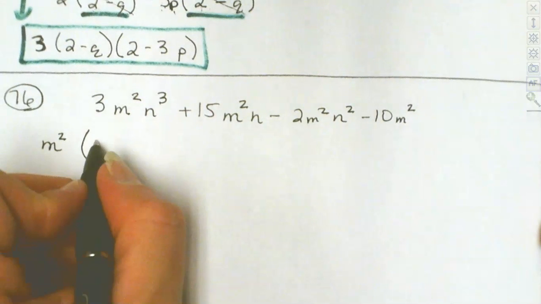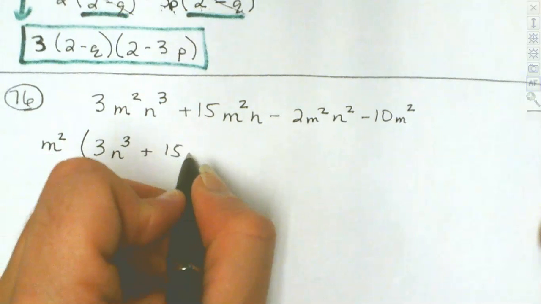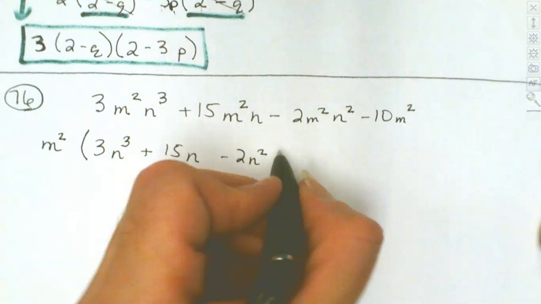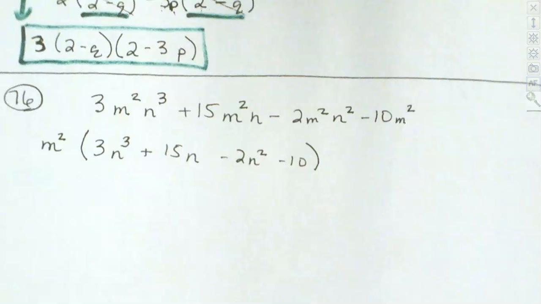That leaves me then with 3n cubed plus 15n minus 2n squared minus 10, right? Because that m squared was in common in all of them, so we factored it out. So that's the first thing we do: we look for numbers and variables in all of the terms at the very, very beginning, and then we go from there. No number was in common, but there was an m squared, so we factored out the m squared.